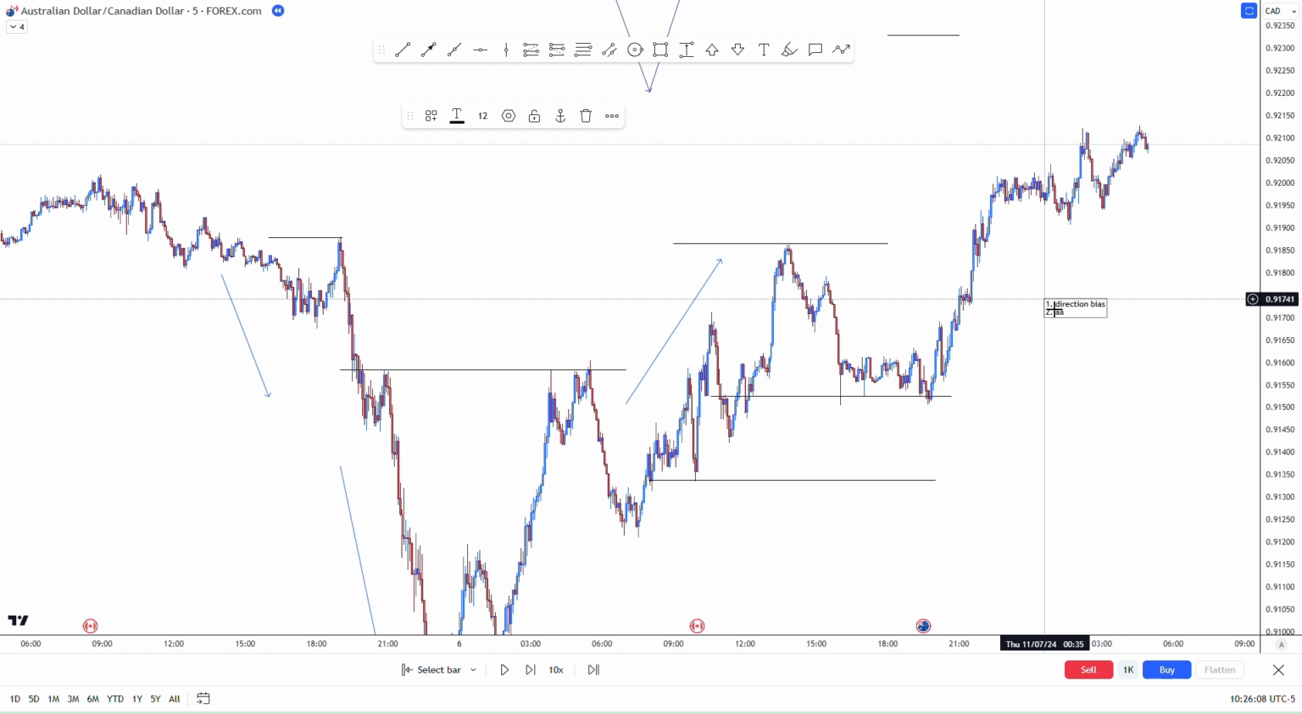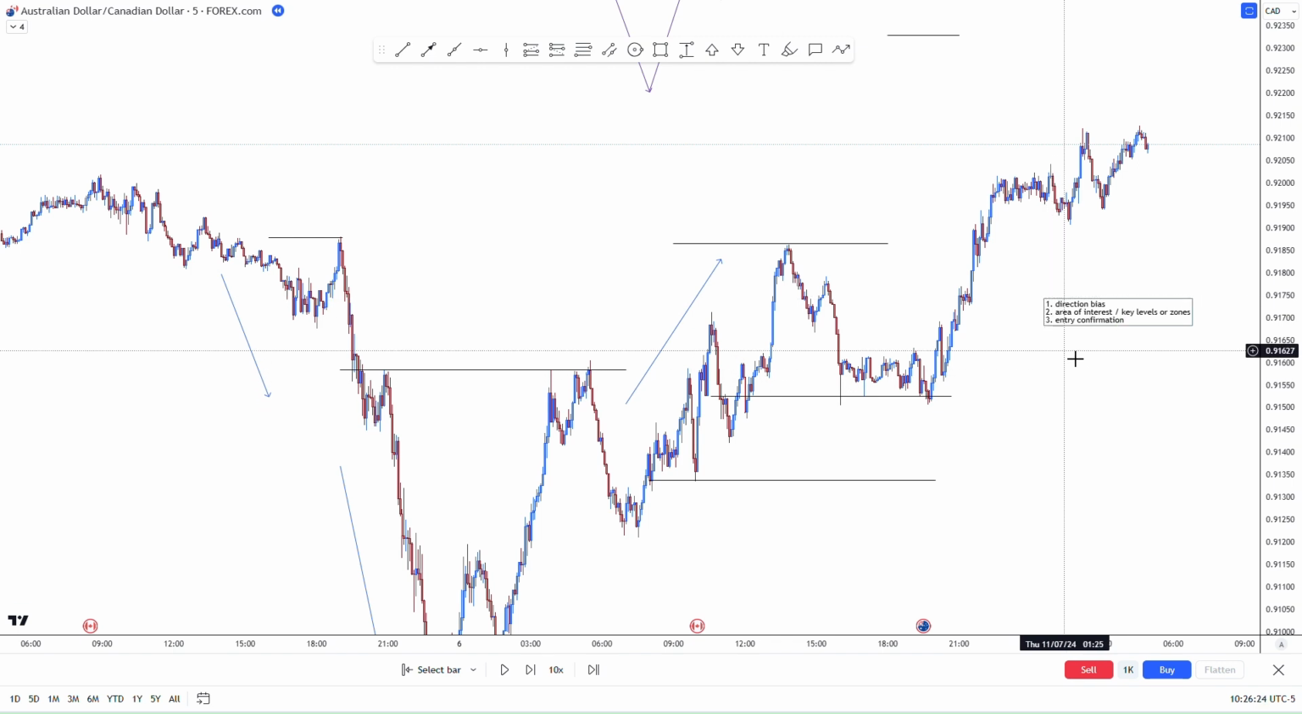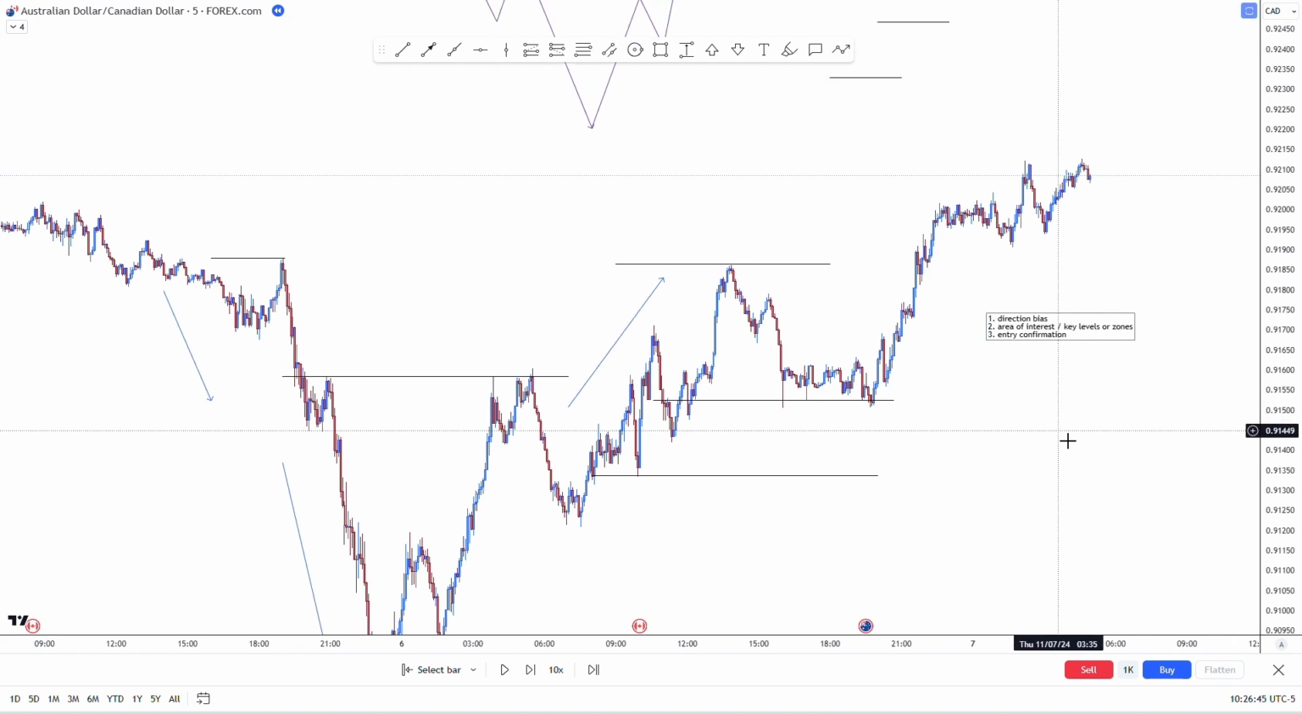First is directional bias. Second is our area of interest, key levels or zones, whatever, and then third is just entry confirmation. Okay, so I'm trying to work through these steps here so we can have the fundamental building blocks to be able to build these strategies. If you understand the building blocks, what's necessary at the ground level, then you can use them interchangeably. There's different ways to create this.